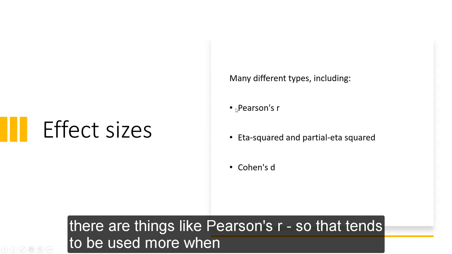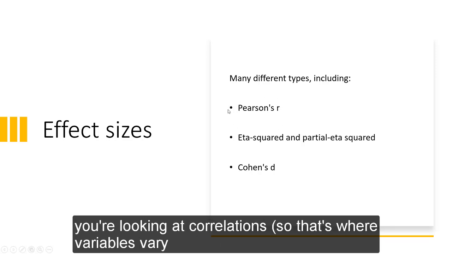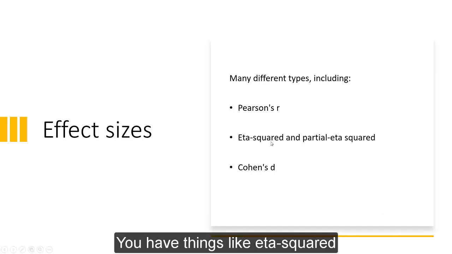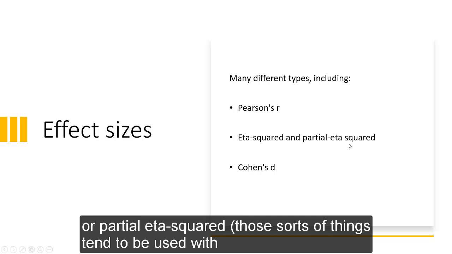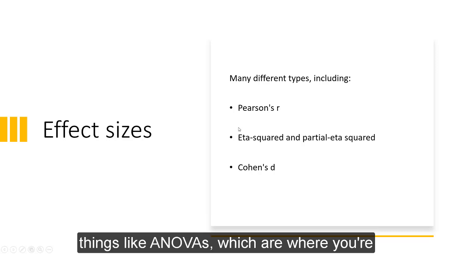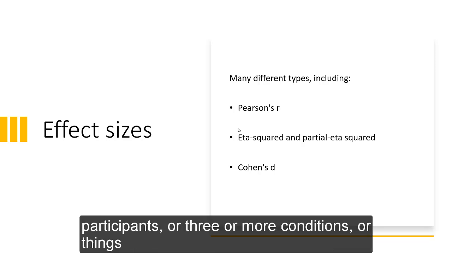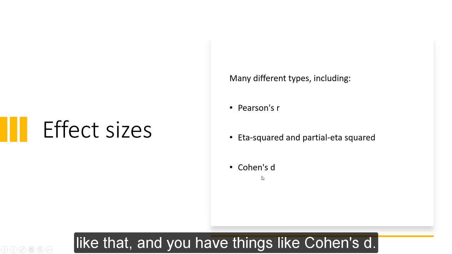There are things like Pearson's r, which tends to be used more when you're looking at correlations, where variables vary together in a meaningful way. You have things like eta squared or partial eta squared. Those sorts of things tend to be used with things like ANOVAs, where you're looking at the differences between 3 or more groups of participants, or 3 or more conditions.